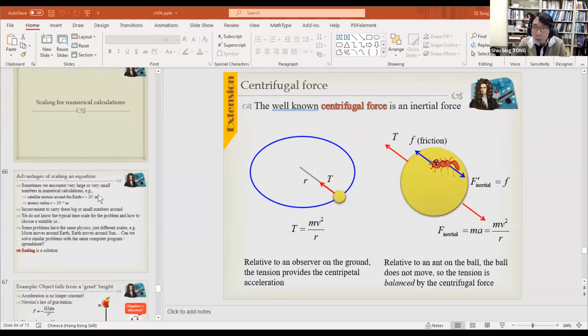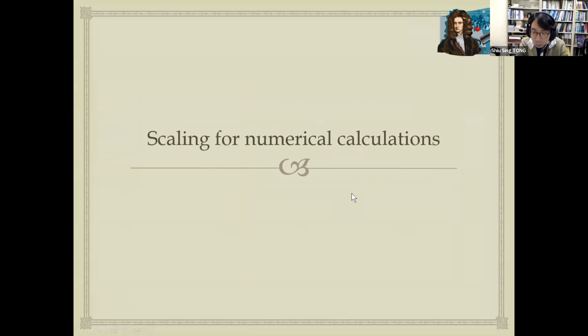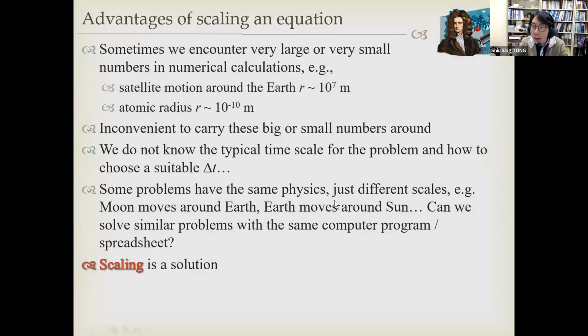Now, in the previous lecture, we also mentioned that a new method used for doing numerical calculation is scaling. We introduced this method because in most situations, we don't want to carry very large and very small numbers around in the calculation. That is very inconvenient. And this natural method of scaling allows us to find the typical time scale for the problem. And from that typical time scale, we can choose a suitable delta t. So that is the idea of scaling.